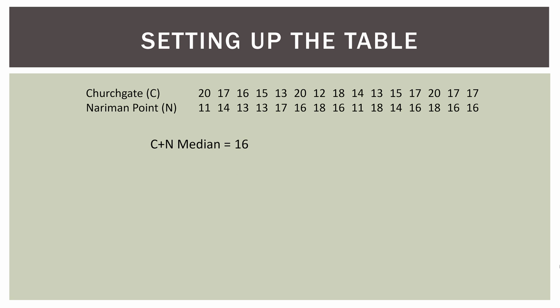First, we find the overall median for the combined sample. So we take all of Churchgate's ratings, all of Nariman Point's ratings, kind of put it in the same pool, and then we find the median of that combined data. In this case, it's 16. Then we count the observations that are less than or equal to that overall median of 16.